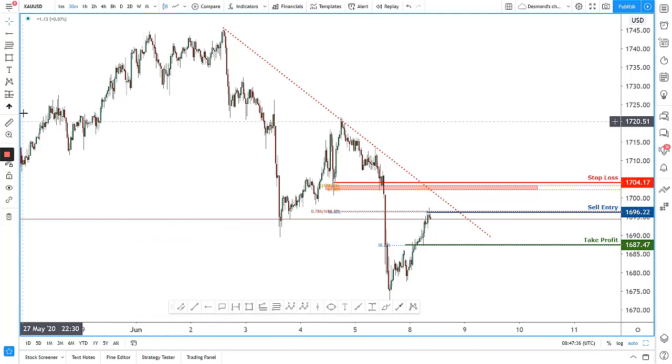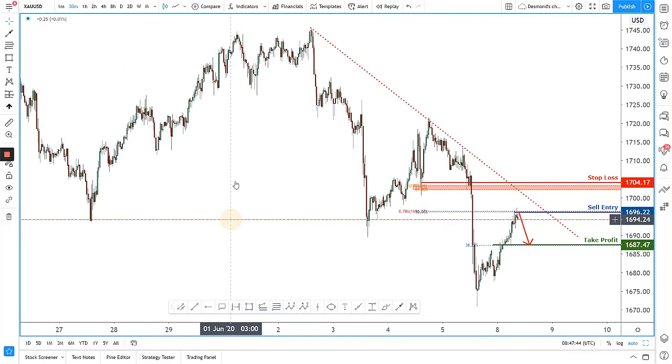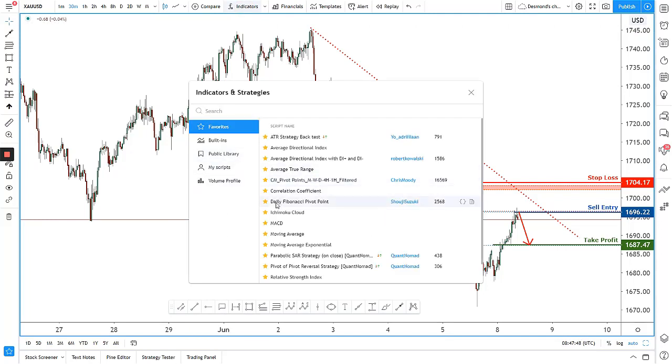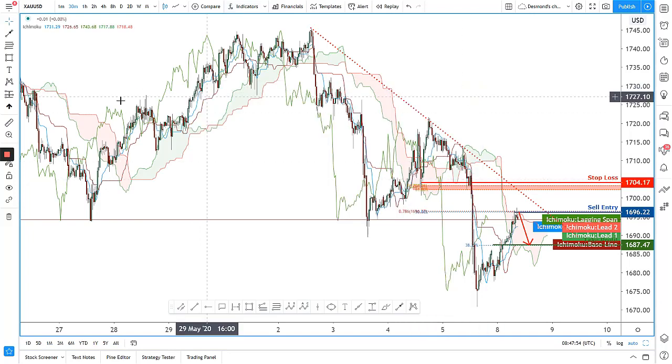I'm going to play the move down from here, and this is going to be a bearish arrow. It's worth noting that if you look at something like the Ichimoku cloud, I'm going to need to adjust the template for this.